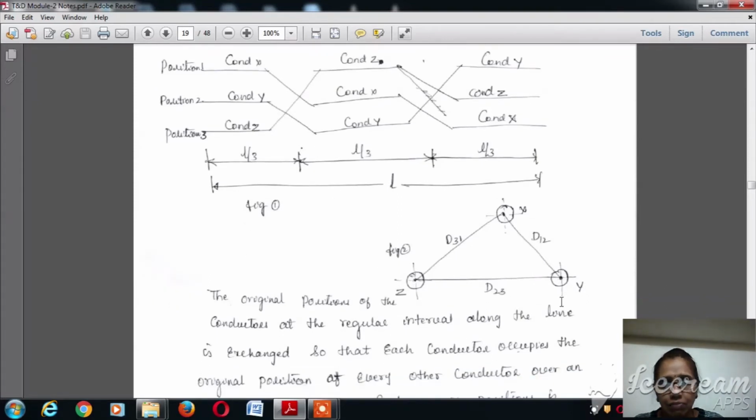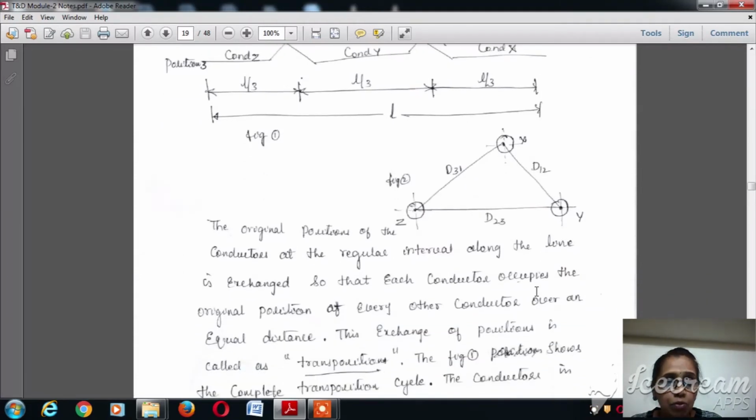Let us draw this as a triangle, and we can find that conductors X, Y, Z are placed symmetrically, in an equilateral triangle. Now the distance between X and Y is equal to D12, between Y and Z it is D23, and between Z and X it is D31.